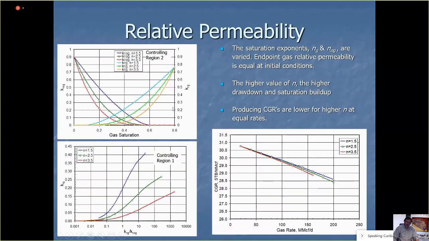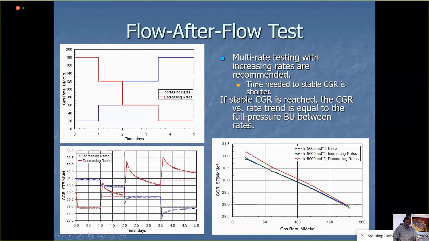I'm not sure why we didn't study the endpoints are equal. So maybe later in the presentation it's done, but I don't think it affects the relationship here, but the time it takes to reach it, maybe. I'm not sure. Okay. Here on increasing, decreasing rate, basically you see you get a much faster stabilized GOR if it's increasing rate.